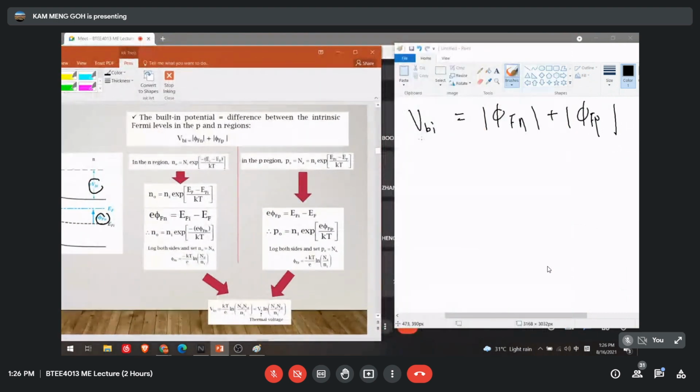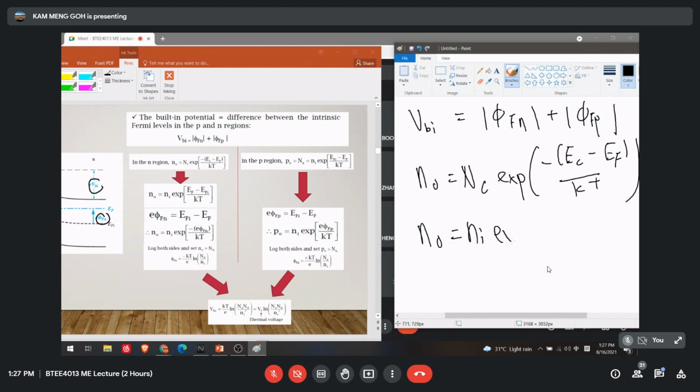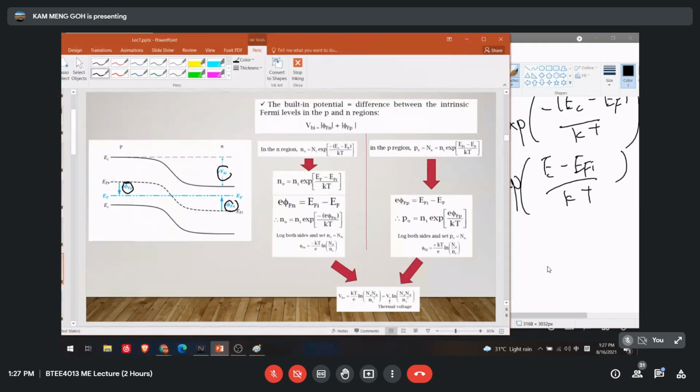Okay, let's look at the N region first. We deal with this formula; we always play with this: exponential of EC minus EF over KT. We can also rewrite this as Ni exponential of EF minus EFI over KT, if you still remember this, hopefully. Then EFI minus EF equals this Fn, negative Fn.